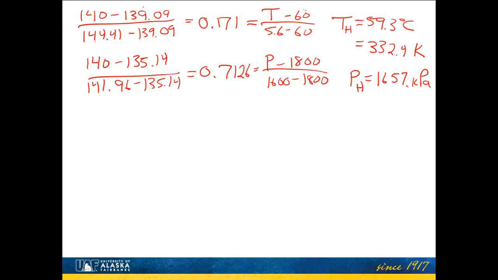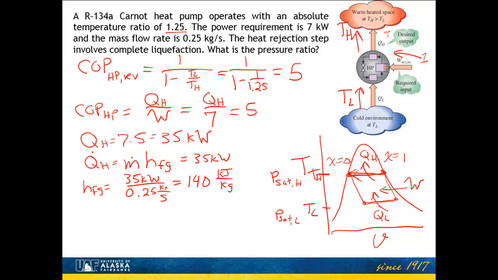Alright, so now I know what my high pressure is, and I know my high temperature. What we want to do now is get our low temperature. We just found out what T high is. We want to find T low. We know those ratios are 1.25. So I can solve for T low. That's going to be T high over 1.25, using that ratio right there.